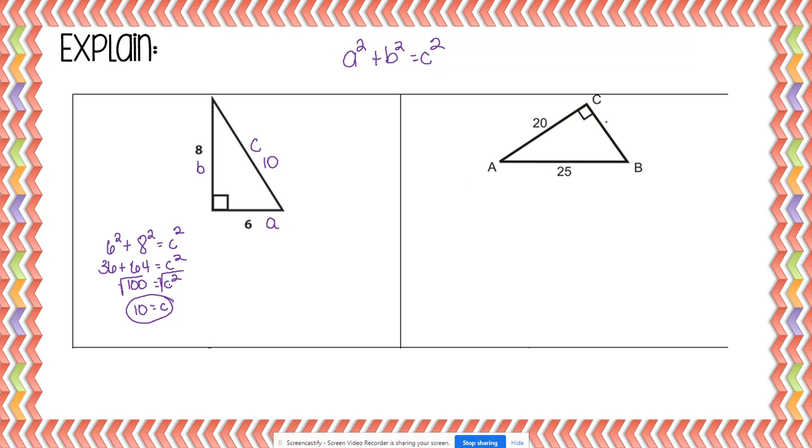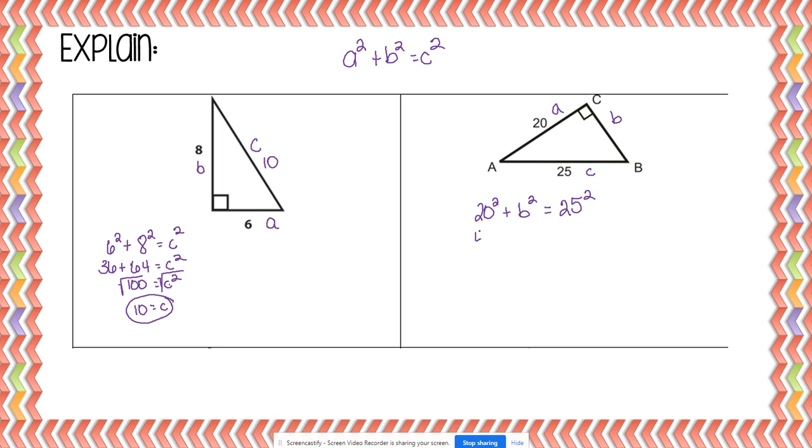So that means that my missing side length here is 10. For our next triangle, we can see that we're missing a leg. So we have one leg here, that's side AC, which has a measurement of 20. Side BC is going to be our other leg, and our hypotenuse is right here on side AB, which is 25. So when I plug this into my formula, I'm going to say 20 squared plus B squared, since that's what I'm missing, equals 25 squared.